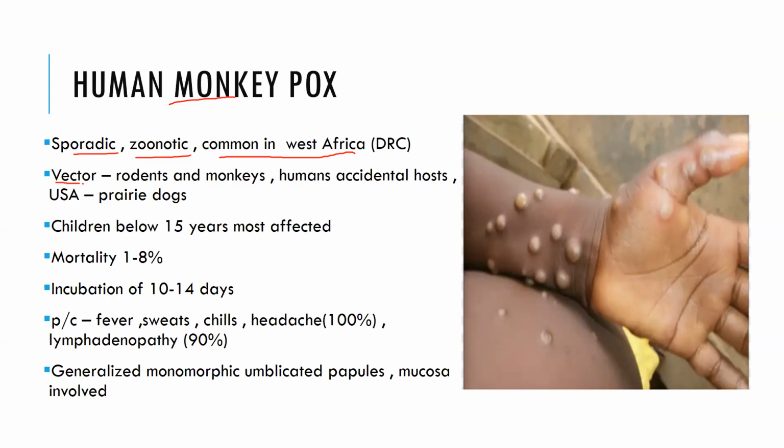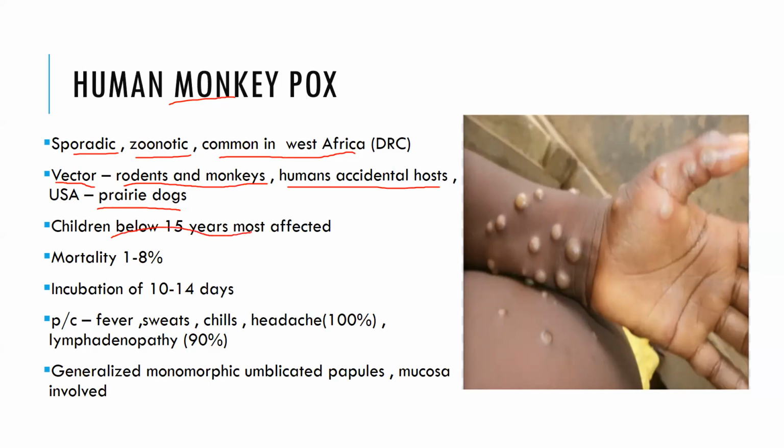Usually, it is thought that the vectors in this case include rodents and monkeys, and humans end up as accidental hosts. So, when you get this infection from the monkeys or the rodents, then you will get skin manifestations. Then the few cases that were reported in the USA, literature shows that they were due to prairie dogs, and these prairie dogs had interacted with the rodents, ending up infected, and then the owners of these dogs ended up acquiring this viral infection.